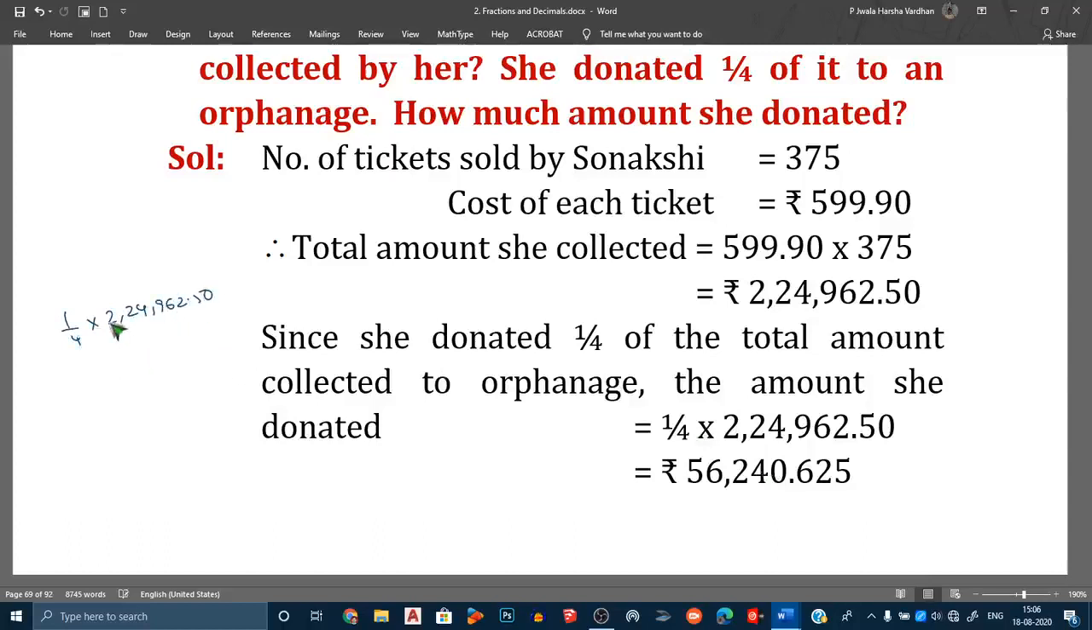1/4 into 2,24,962.50. By multiplying these two, you will get 2,24,962.50 by 4. It means you are dividing this value with this one. After dividing this with 4, you will get 56,240.625 rupees she donated to the orphanage. So this is the amount she donated.